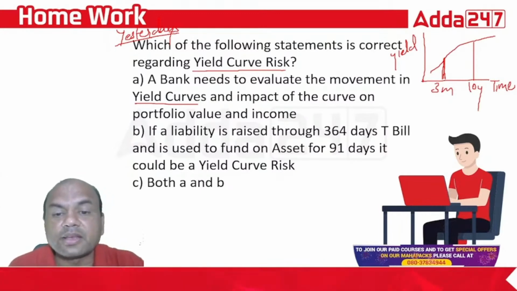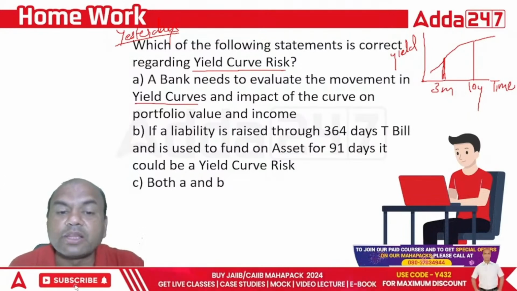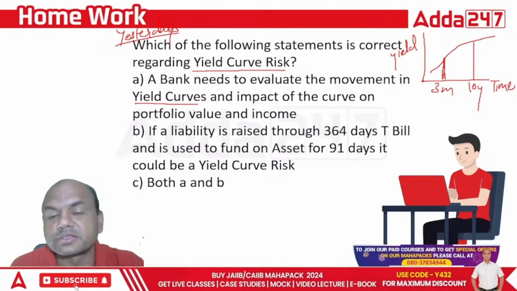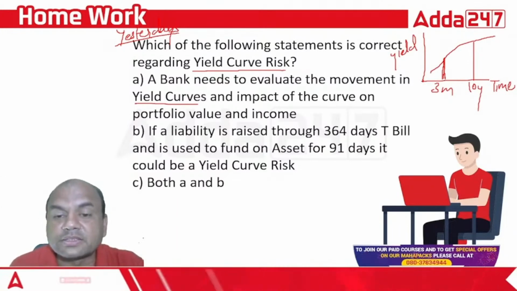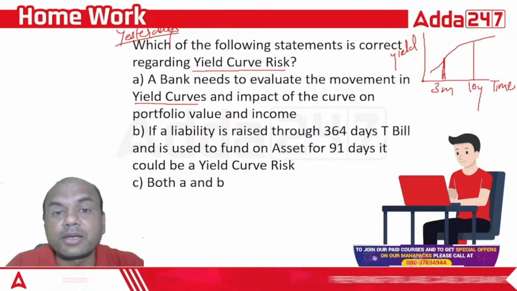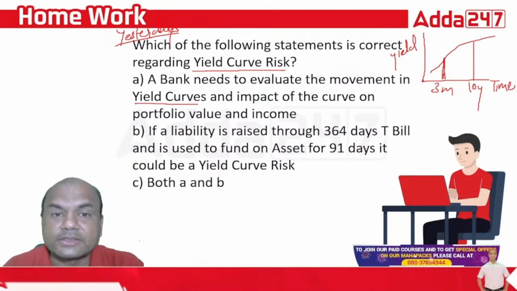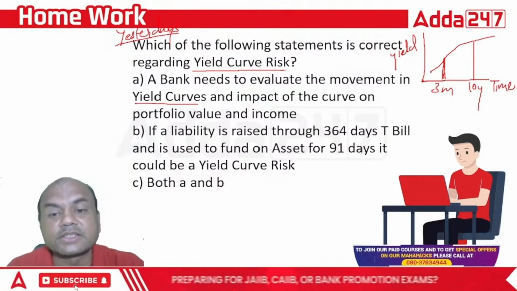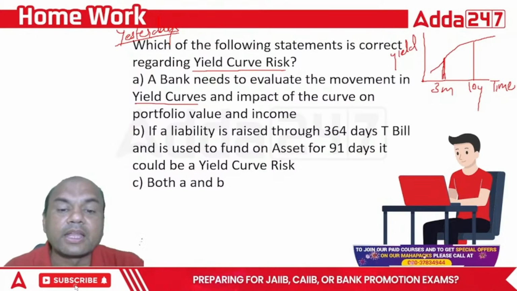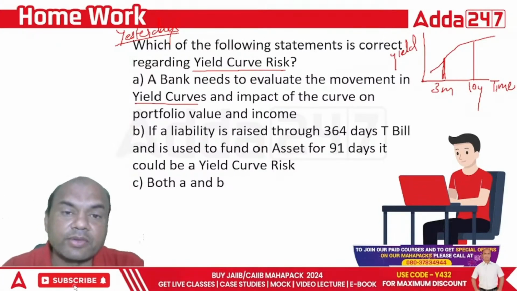If the liability is raised through a 364-day T-bill and is used to fund an asset of 91-day T-bills, it will lead to yield curve risk. Raising a liability means I'm funding an asset. If I take a deposit of, let's say, 364 days and give a loan of 91 days, then will I be facing a yield curve risk?